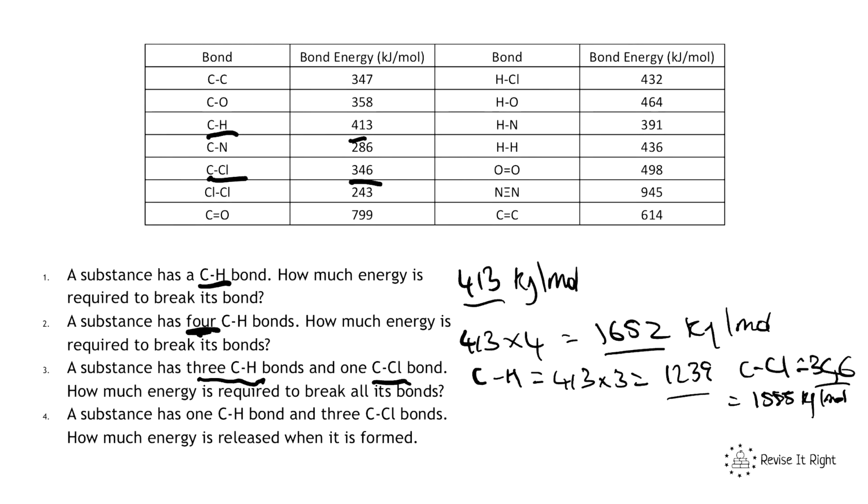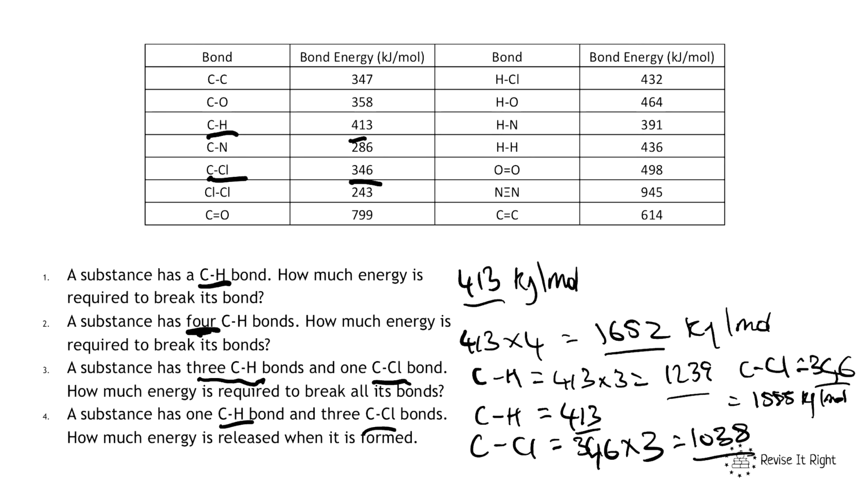And then finally, a substance has 1 CH bond and 3 CCl bonds. How much energy is released when it is formed? So CH is 413 and C to Cl is 346, but there's 3 of those, so we need to times that by 3. 346 times 3 gives you 1,038. Add that to that, so 1,038 add 413, and you get 1,451 kilojoules per mole as your answer for that one.